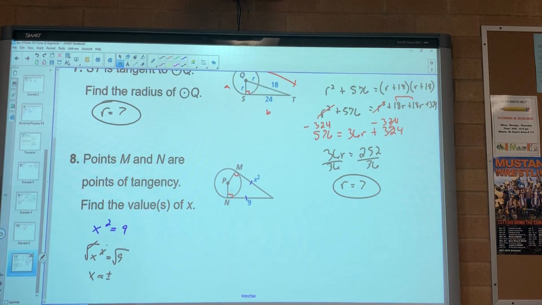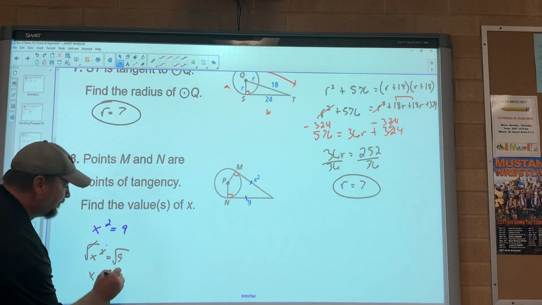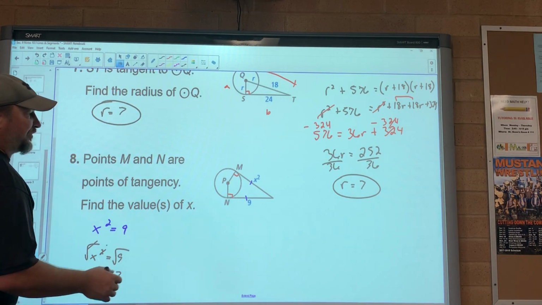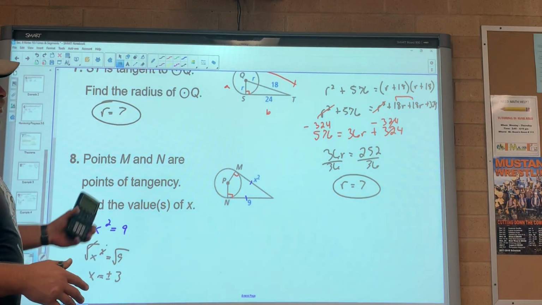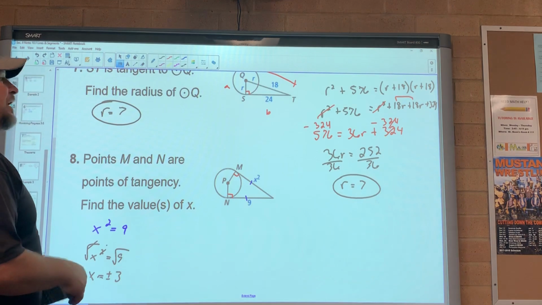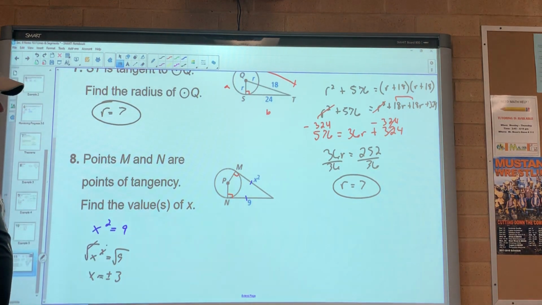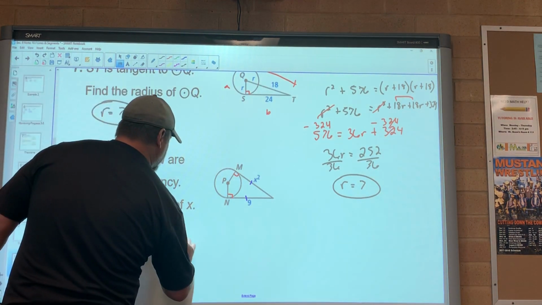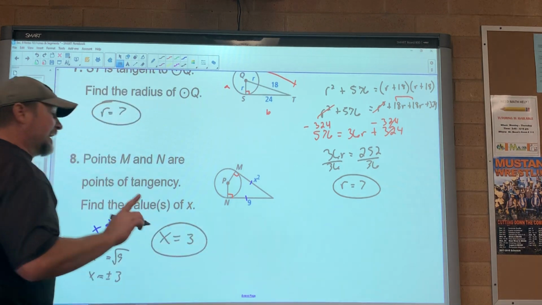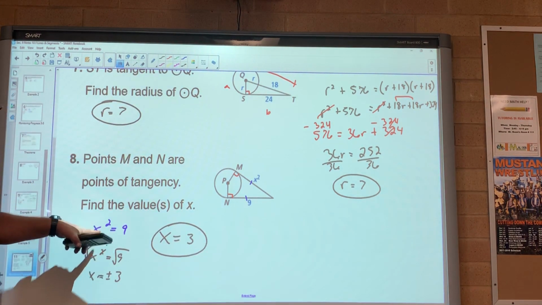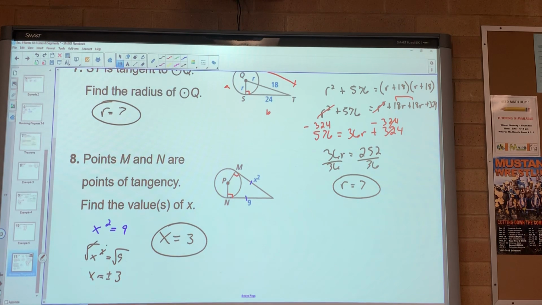Why is it plus or minus? Because there are two answers for x. One could be a positive 3, and one would be a negative 3. Now, here's the glitch. We are dealing with a distance, therefore we throw away the negative, and so our answer is just 3. But in reality, there are two answers to that problem, a positive 3 and a negative 3, but we don't have negative distances, so we throw that negative away.